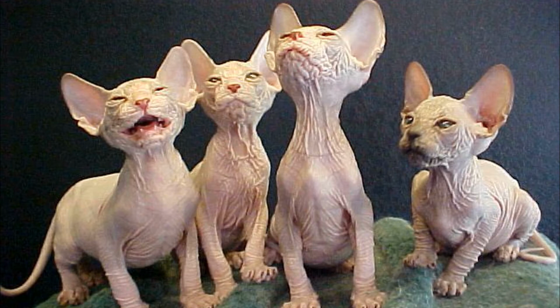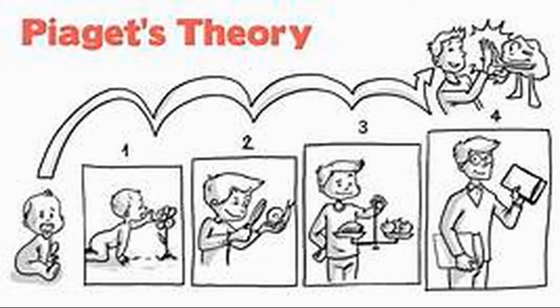If they recognize this, a new category for four-legged creatures might be cats. Let's take a look at Jean Piaget's 4 stages of cognitive development.